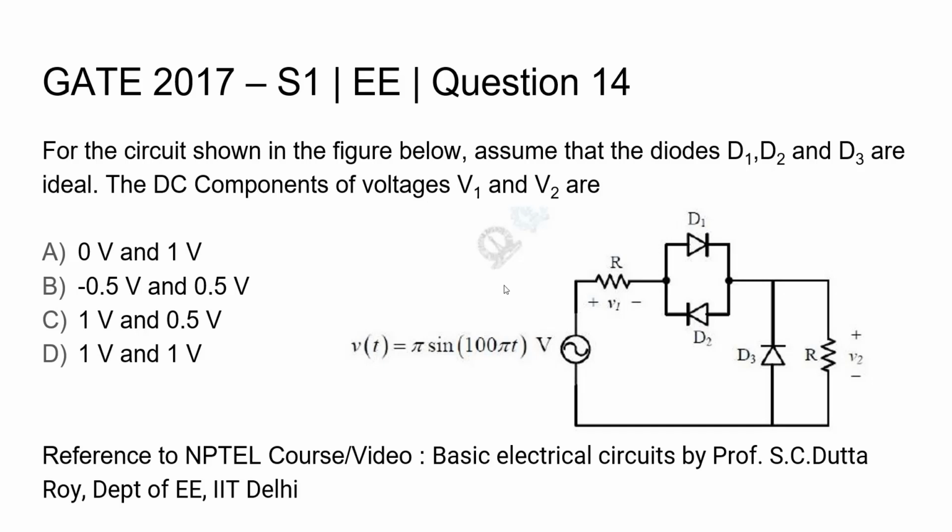Question 14, Electrical Engineering, GATE 2017, Set 1. For the circuit shown in the figure below, assume that the diodes D1, D2 and D3 are ideal. The DC components of voltages V1 and V2 are.